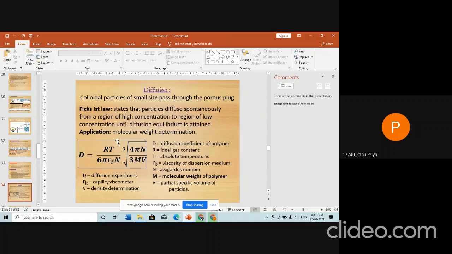Diffusion is when a colloidal particle of small size passes through a porous plug, and diffusion is a direct result of Brownian motion. Fick's first law states that particles diffuse spontaneously from the higher concentration to the lower concentration until equilibrium is maintained. This relationship is used to determine the molecular weight of polymers.